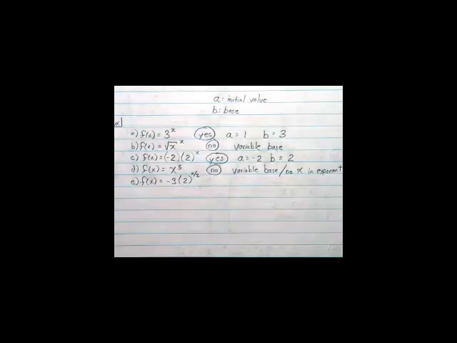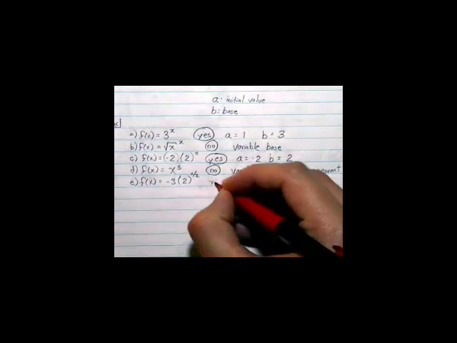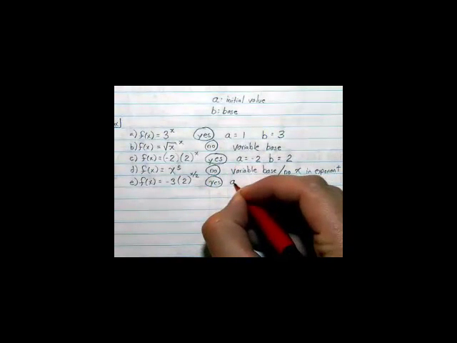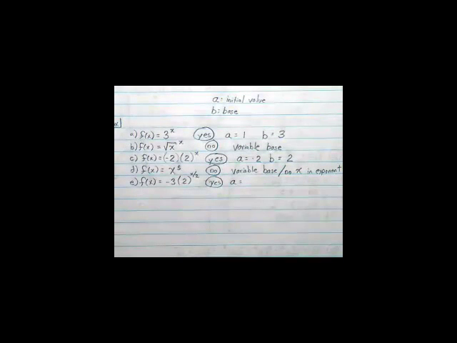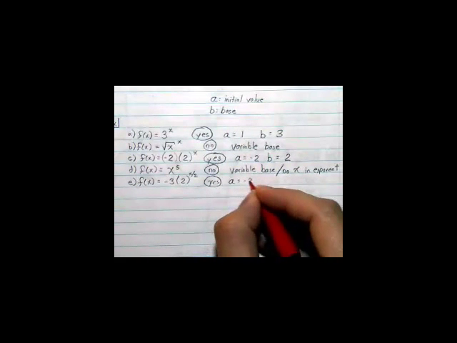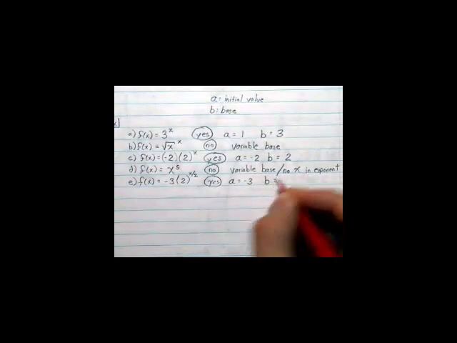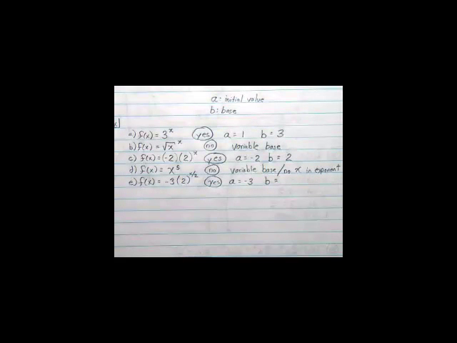Okay, and then the last one: negative 3 times 2 raised to the x over 2. I heard some yeses. And it's true, it is a yes. So let's see if you can do this then. What's the initial value? Negative 3. And be careful, what's the base? Oh, you guys are good. Square root of 2 is the base.